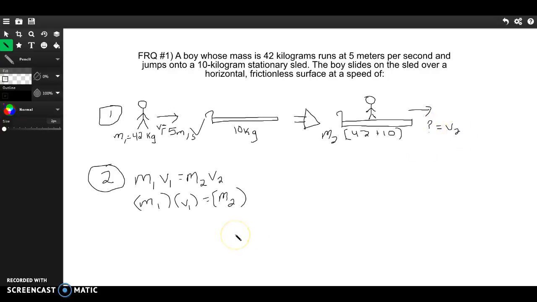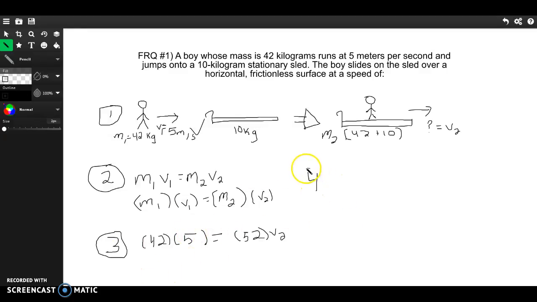Alright, now we have our equations set up, and we just have to plug in. You get m1, which is 42, times v1, which is 5, equals v2. Oh, I didn't write this out. That equals these two masses combined, which is 52, times v2. When you do the calculation, you do 42 times 5 divided by 52.